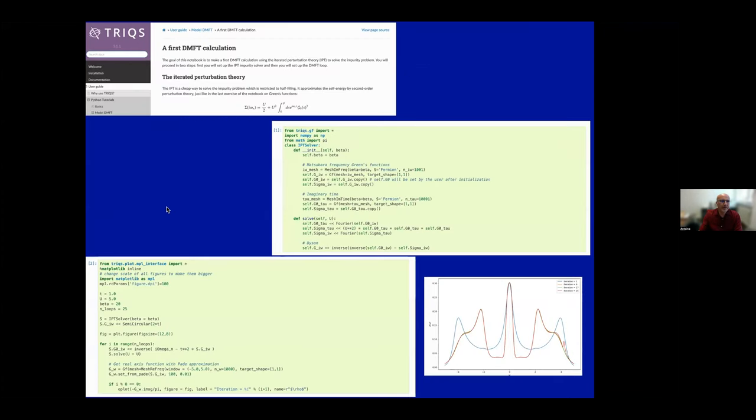And if you go to the website of the TRIQS software library, you'll find in one of the tutorials, called the first DMFT calculation, all the tools needed to reproduce this calculation yourself. And you see that the library is written in a compact way such that coding all this stuff is basically only these two pieces. This provides the impurity solving, and this is the self-consistency. And using the library, you will be able to reproduce all these calculations.